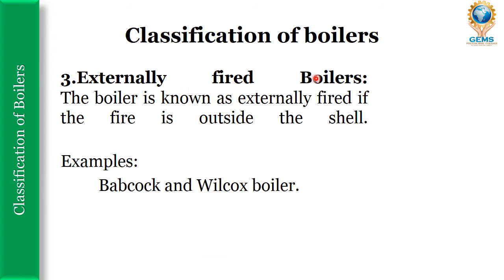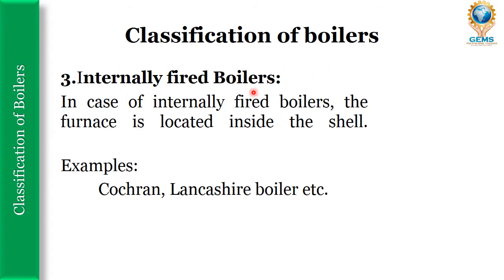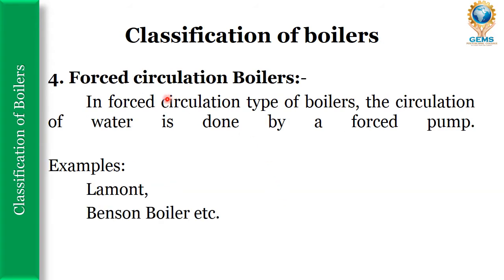And the externally fired boilers. The boiler is known as externally fired if the fire is outside the shell. For example, Babcock and Wilcox boilers. The internally fired boilers: in case of internally fired boilers, the furnace is located inside the shell. Examples: Cochran and Lancashire boiler. And the forced circulation boilers. In forced circulation type of boilers, the circulation of water is done by a forced pump. For example, Lamont and Benson boilers.